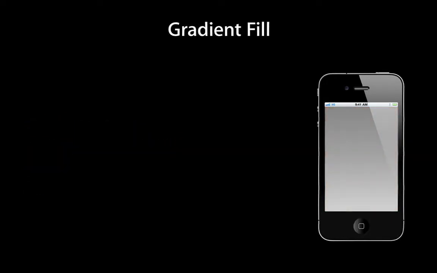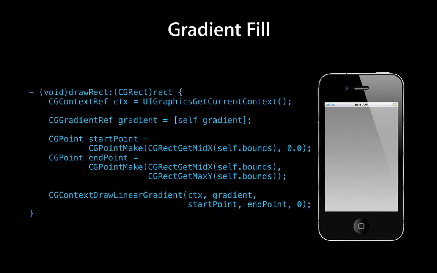So let's talk about an example that actually requires that we dive down into the Quartz API. So we're going to build this beautiful gray gradient. Start with white on the bottom and fade into this little bit of a darker gray at the top. And here's the code. It's 5 lines of code. Deceptively simple, right?